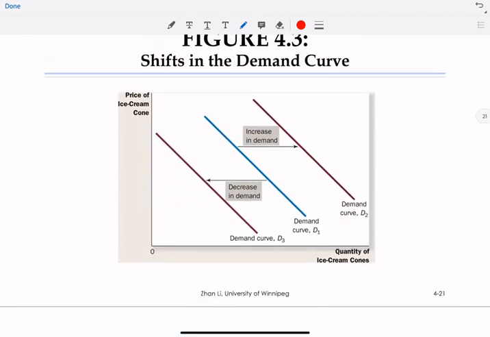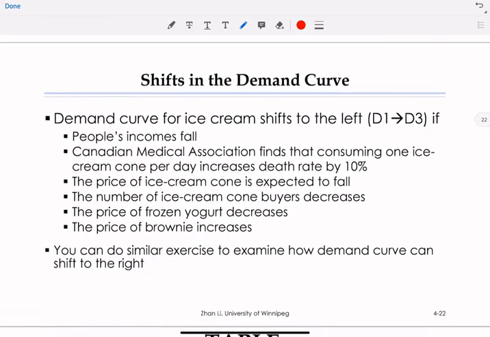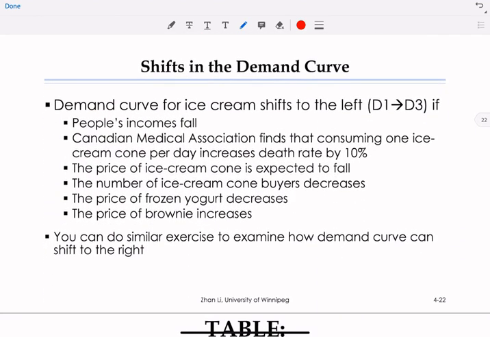Okay, so this is the graph about shifts in the demand curve. So let me emphasize this, right? Of course, I have talked about this. That is, if you're moving the demand curve to the right, then there is an increase in demand. And if you're moving the demand curve to the left, then there is a decrease in demand. Okay, now let's see an example here.